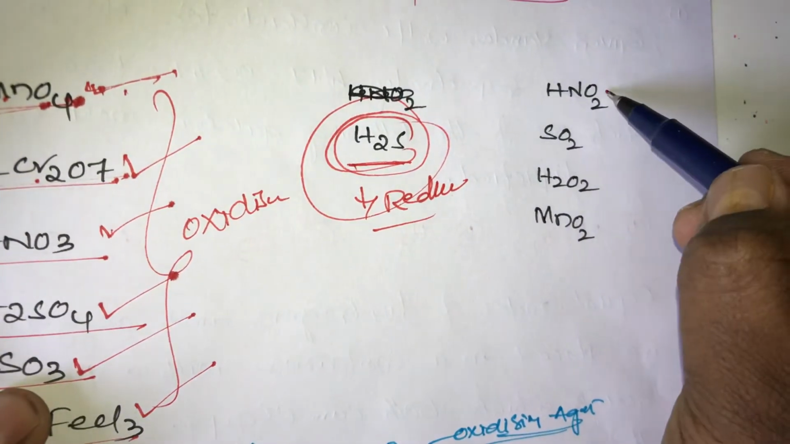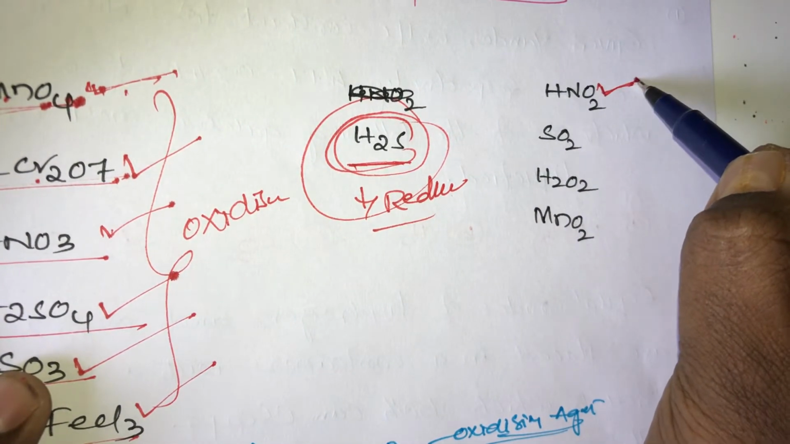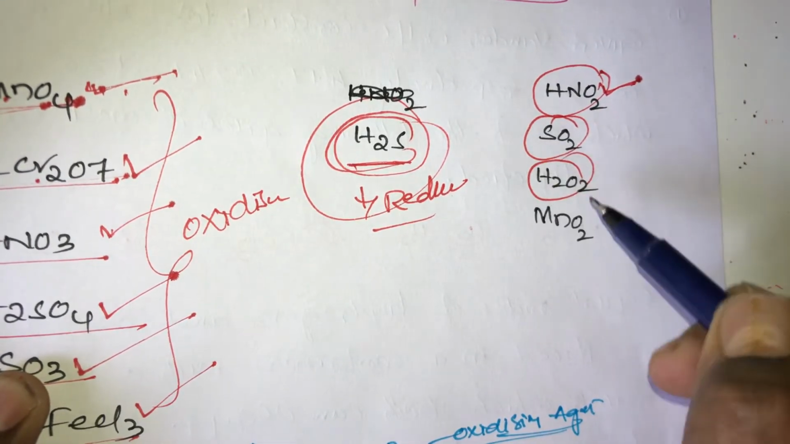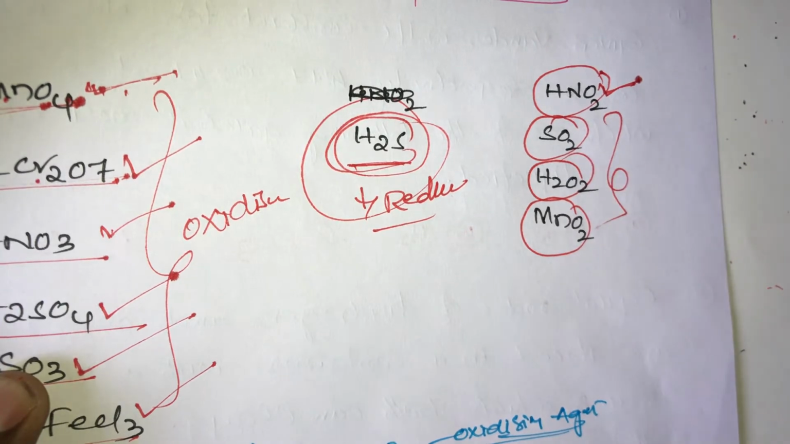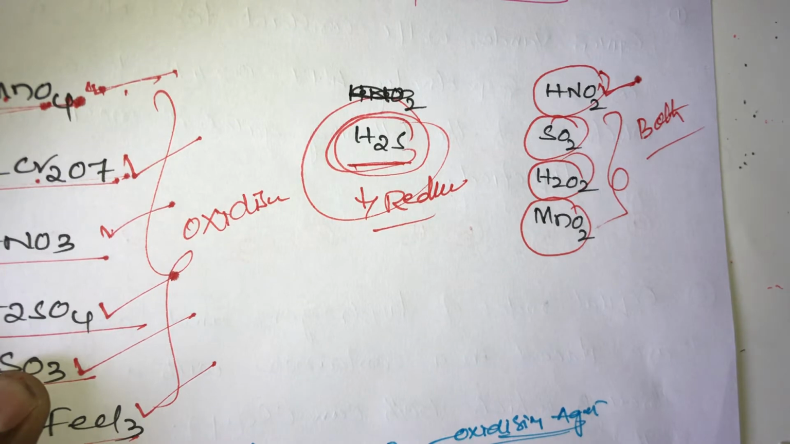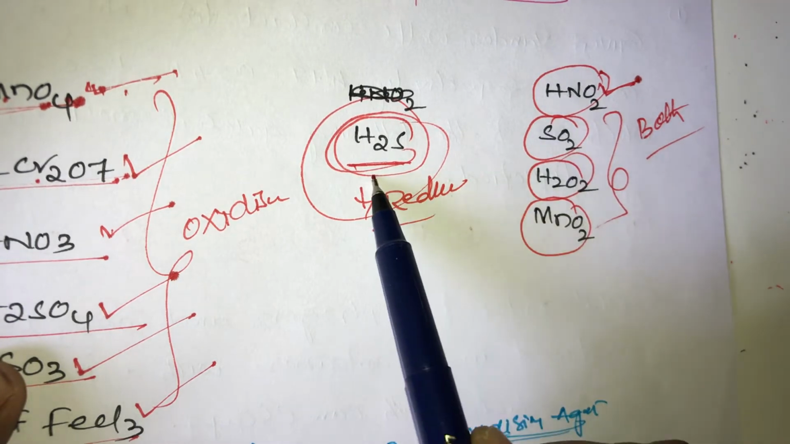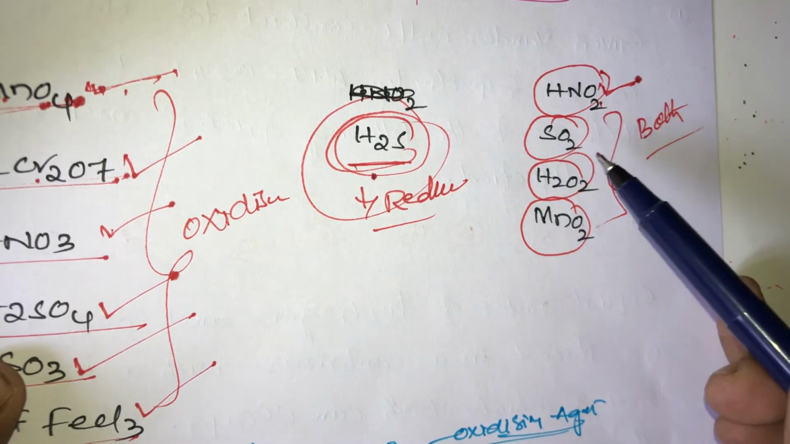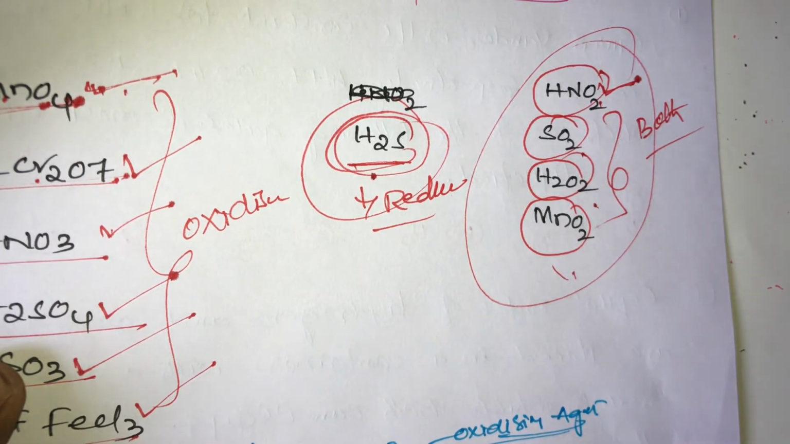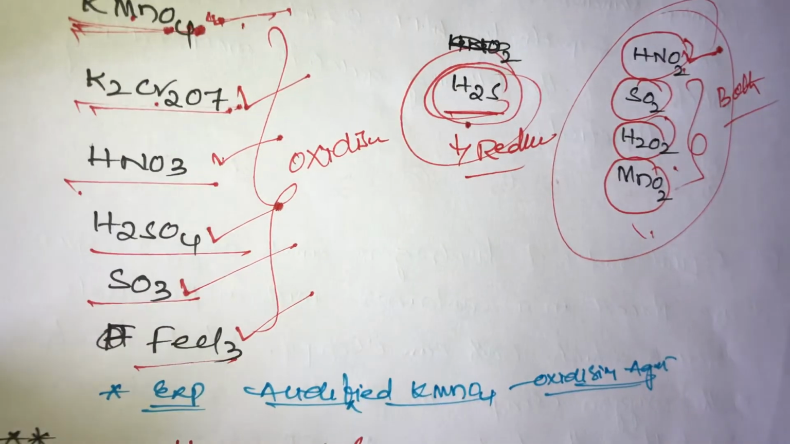HNO2, nitrous acid, sulfur dioxide, hydrogen peroxide, manganese dioxide: these are both oxidizer as well as reducer. These are the very most important oxidizers and reducers, students. So for reducers only, H2S; and HNO2, SO2, H2O2 and MnO2, these four act as both oxidizer as well as reducer. These are the important oxidizers and reducers.